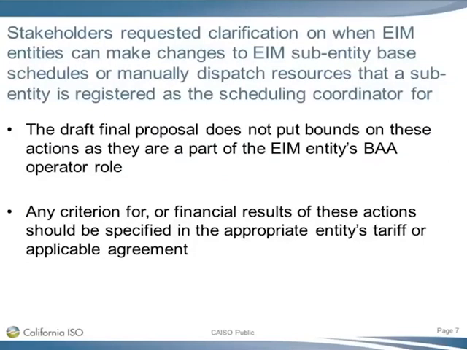Yeah. So stakeholders requested clarification on when EIM entities can make changes to an EIM sub-entity base schedule or manually dispatch resources that a sub-entity is registered as the scheduling coordinator for. The draft final proposal chooses not to put bounds on these actions as we think they are part of the EIM entity's BAA operator role. We don't want to take away any of the tools they have available to perform that role. Additionally, any criterion for or financial results of these actions should be agreed upon and specified in the appropriate entity's tariff or any applicable agreement. We don't plan to dictate in this policy how any financial changes, should either of these items occur, be allocated.